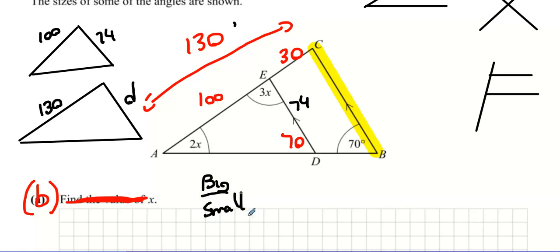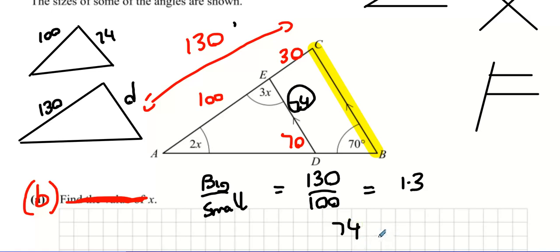Pick two sides that are the same. 130 and 100. What's 130 divided by 100? 1.3. Big triangle is 1.3 times the size of the small triangle. Get your 74, multiply it by your 1.3. This is part B. Please take down notes. 96.2.